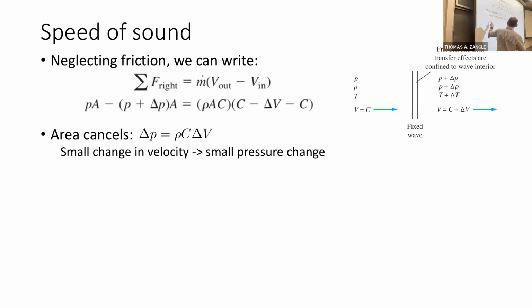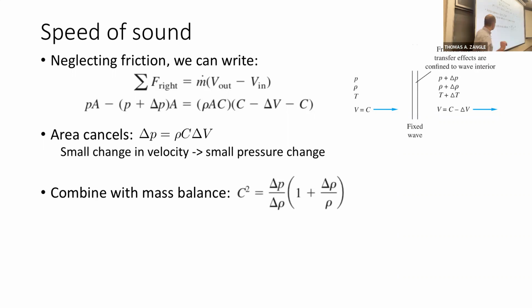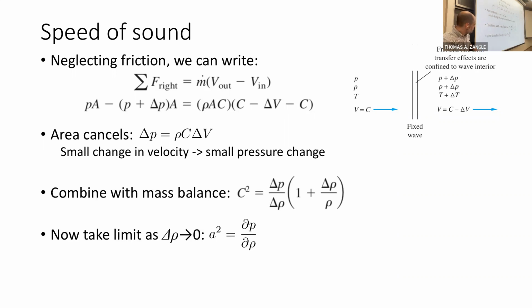So we're going to consider the case of a small change in velocity and therefore a small pressure change. When we combine this with mass balance, we end up with C squared equals delta P over delta rho times 1 plus delta rho over rho. And we're going to take the limit as delta rho goes to 0. So with delta rho going to 0, we'll end up with C. C here was the velocity of the shock wave as it moves.